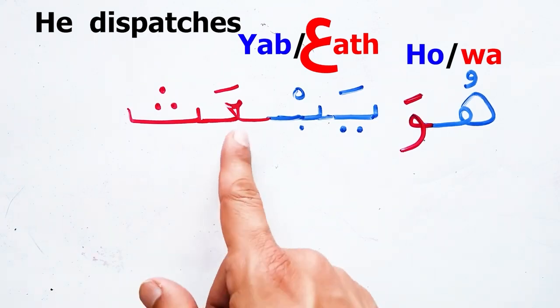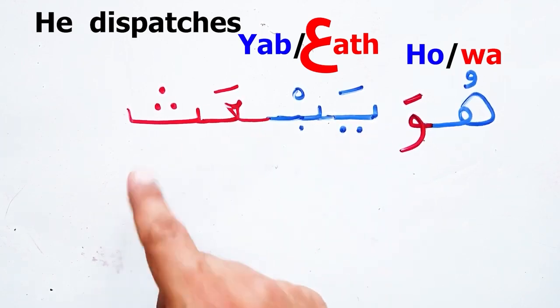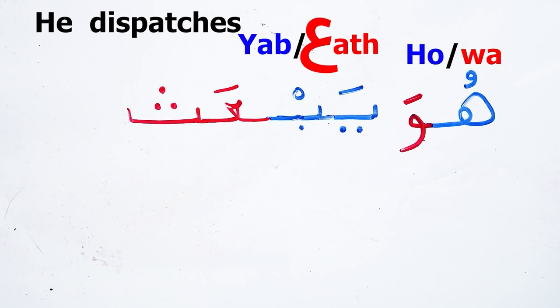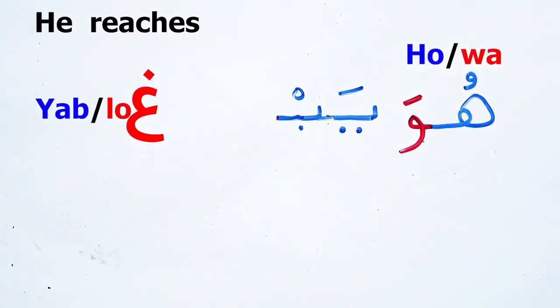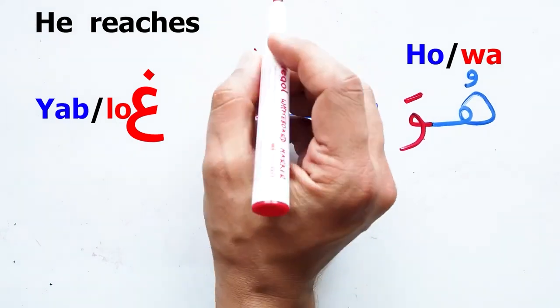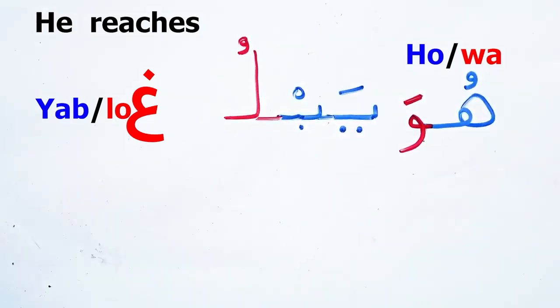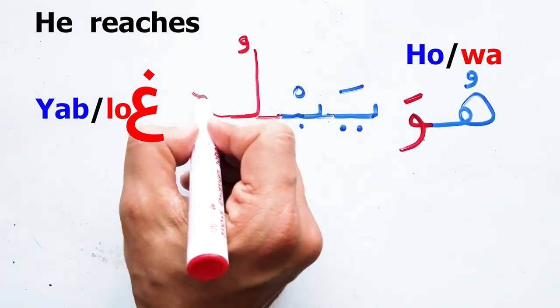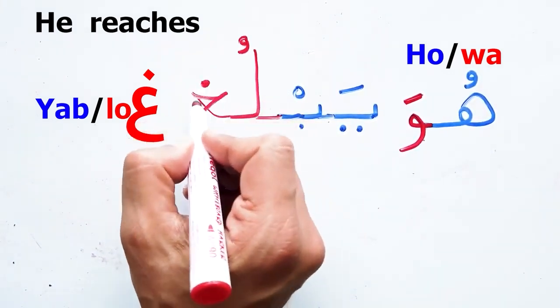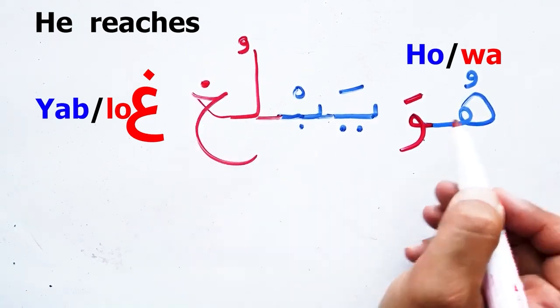يبعث. The sound of this letter does not exist in English. Another word, هو يبلغ. لو, the sound of L, and I have to add the sound of O, which is dhamma. يبلغ. The sound of this letter is like R in French. يبلغ.